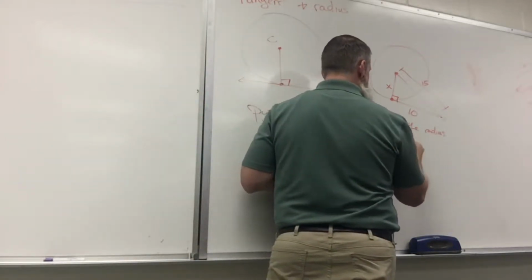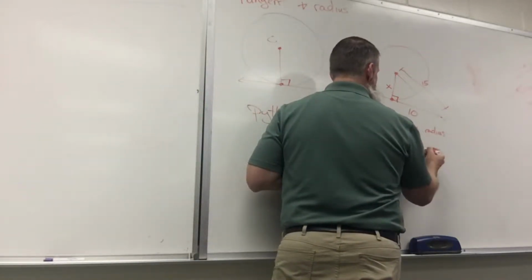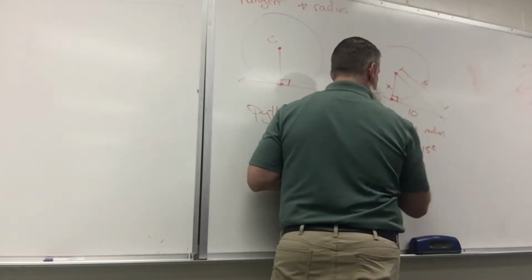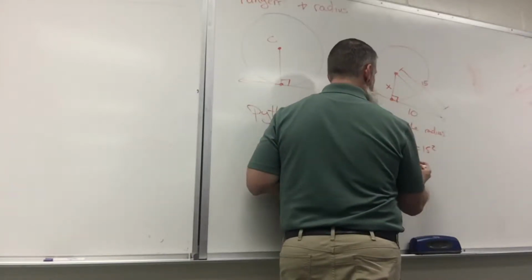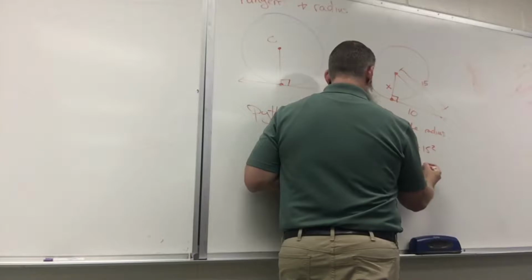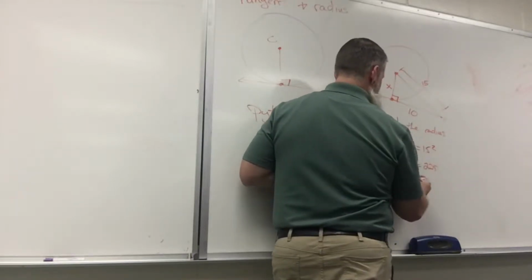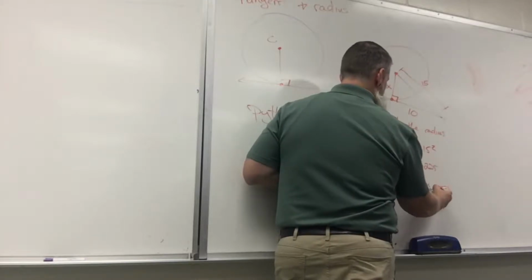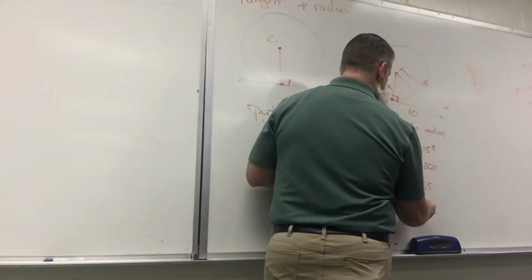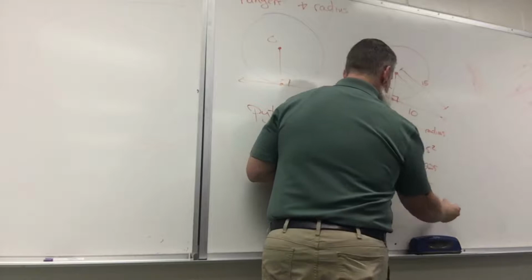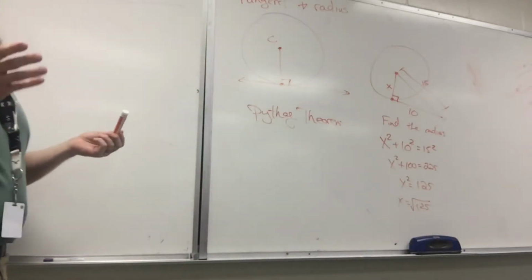So if I solve this out, I'd have x squared plus 10 squared equals 15 squared. What's 10 squared? About 15 squared. And then you subtract and you get 125, and then the square root of whatever that is would be your answer.